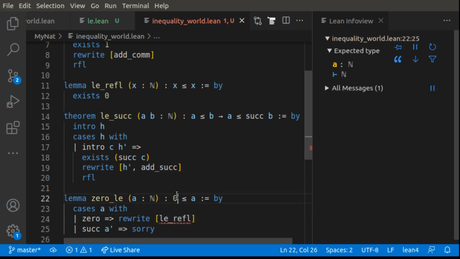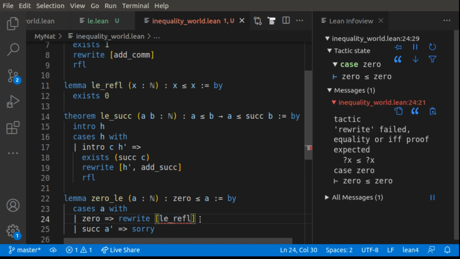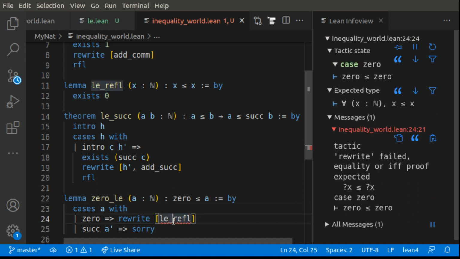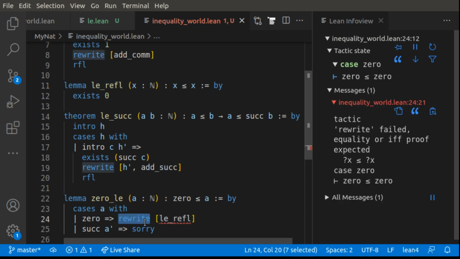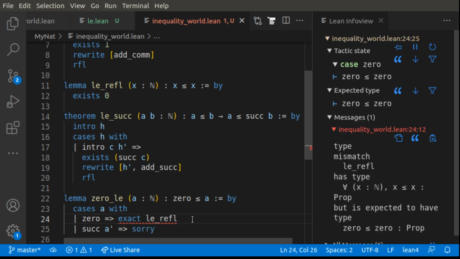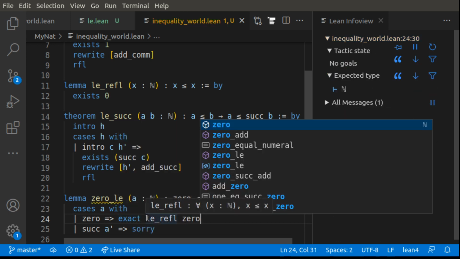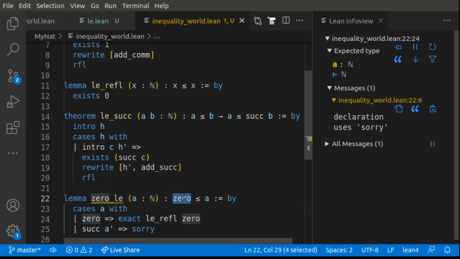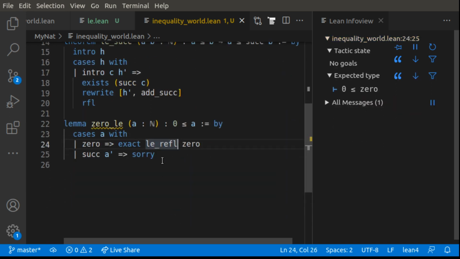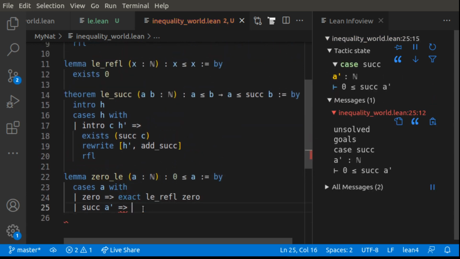Let me just do 0 then. Oh, why did that not work? Exact. Okay. And what if this is 0? Nice, okay, that works too. Exact LE ruffle 0. Forgot how to use that exact tactic again. Then what about this case? Successor A prime.